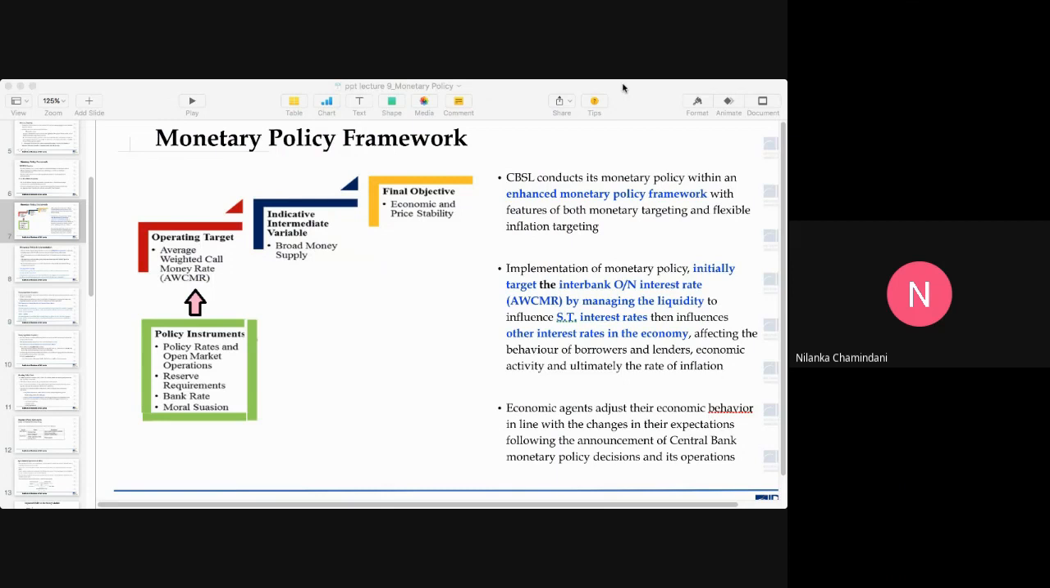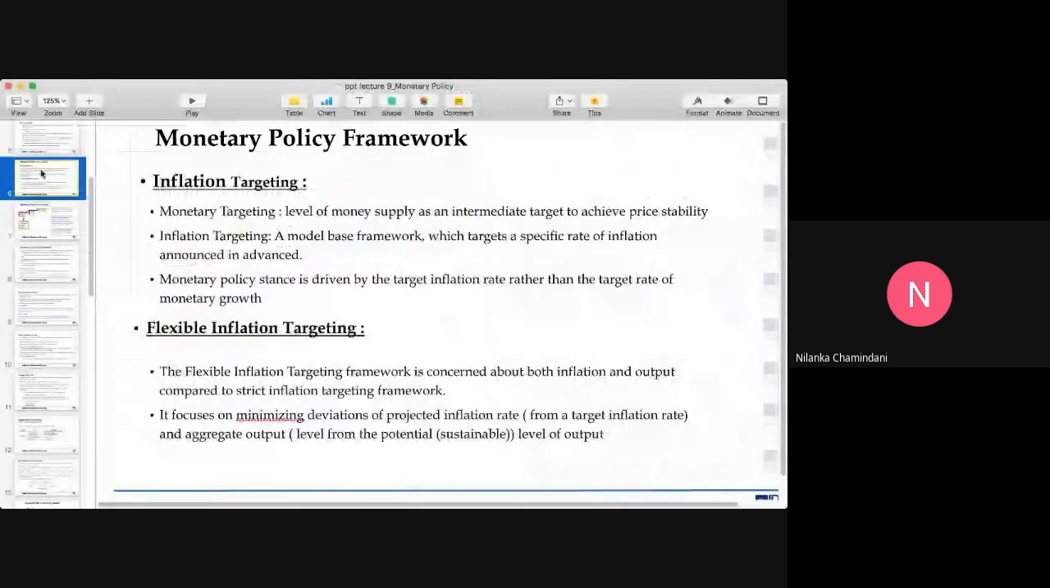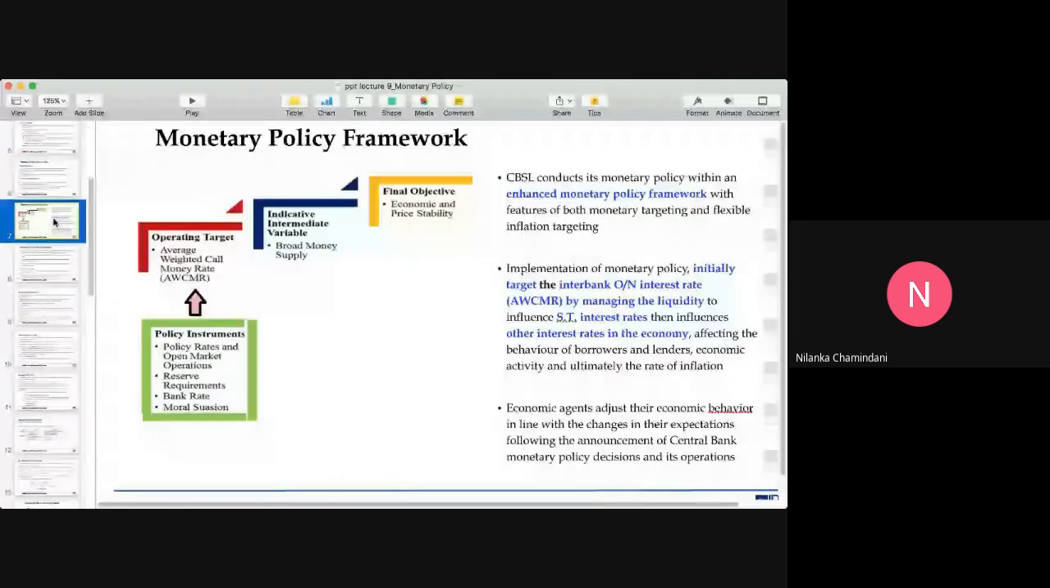Last week, we started our discussion on monetary policy. We began by seeing the difference between different monetary policy frameworks. I hope you remember the difference between the monetary targeting framework, the inflation targeting framework, and the flexible inflation targeting framework. At present, this is the monetary policy framework that the central bank is following.